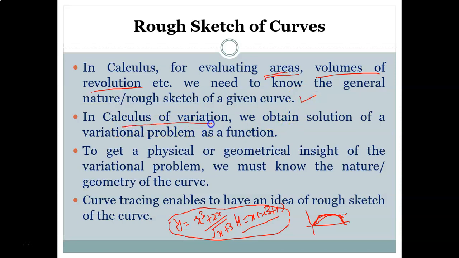And in calculus of variation, we obtain the solution of a variational problem as a function. When you get a function, then what kind of geometry this function is representing is very useful for a problem of physical or geometrical nature. To get a physical or geometrical insight of a variational problem, we must know the nature and geometry of the curve. Curve tracing enables us to have an idea of a rough sketch of a curve.